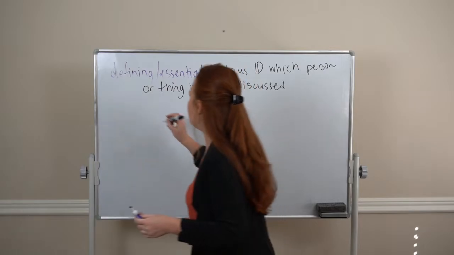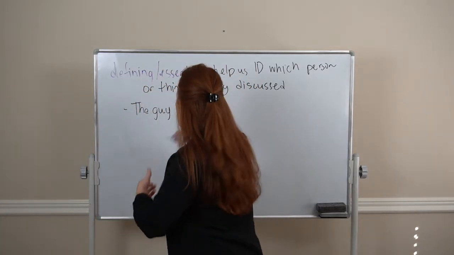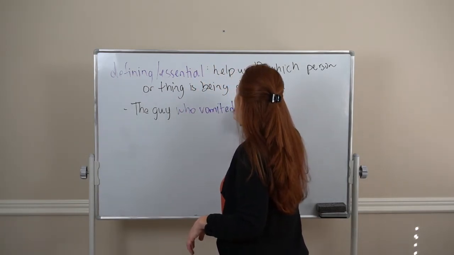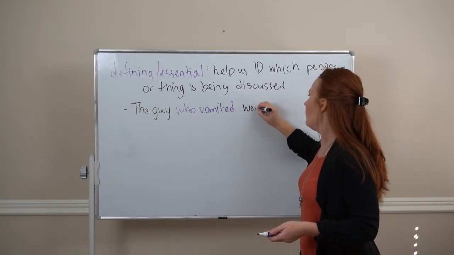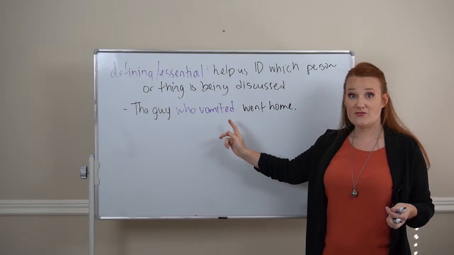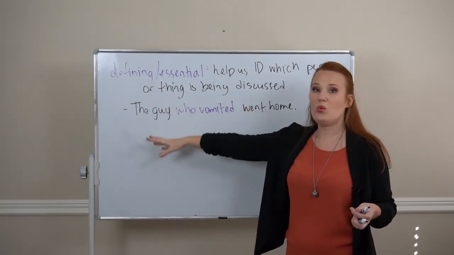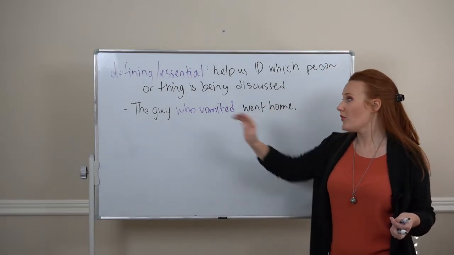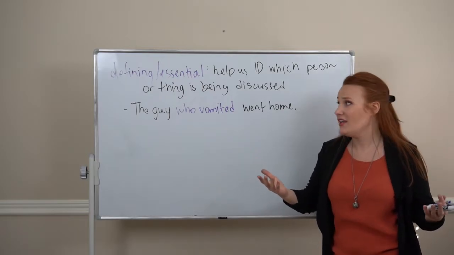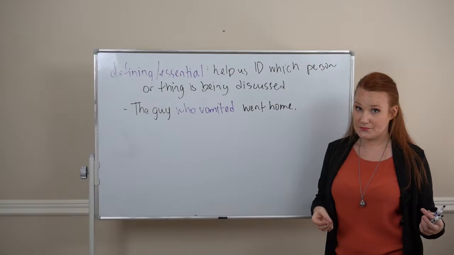So for example, the guy who vomited went home. Our defining relative clause is telling us about the guy. It's telling us which guy went home. Without it, the guy went home. Who's the guy? I have no idea. So we need this clause to identify what is being described.